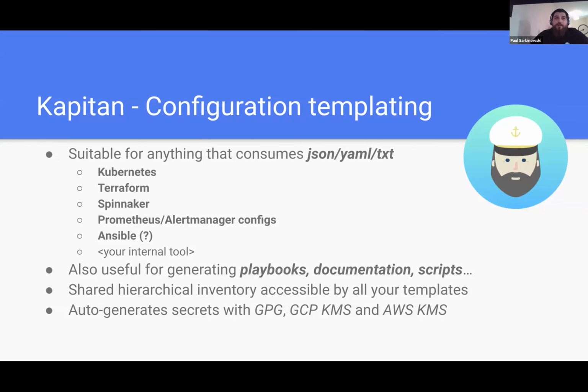Also, Capitan generates secrets automatically for you with various backends. Right now, these backends include GPG, GCP's key management system, and AWS key management system. Essentially, it creates a key in all of these backends and then encrypts your secrets and stores them locally in your source code encrypted.